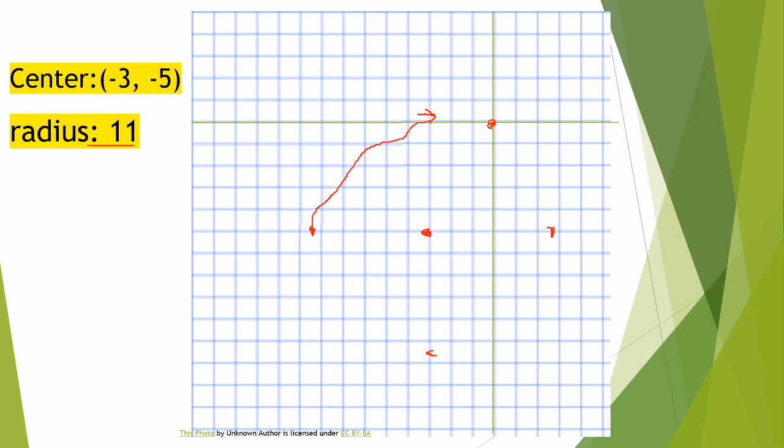So, connect the dots, dot, dot, and dot. So, that is already the circle. Okay, with the center -3 and -5 and the radius 11. Again, my graph is not perfect since I'm not using a compass.